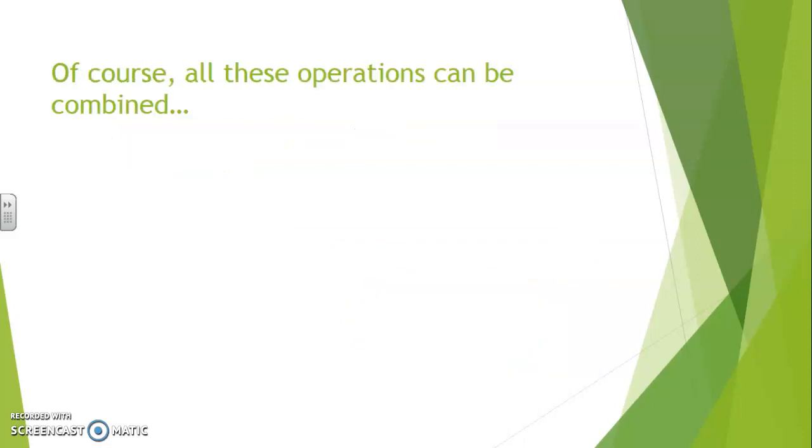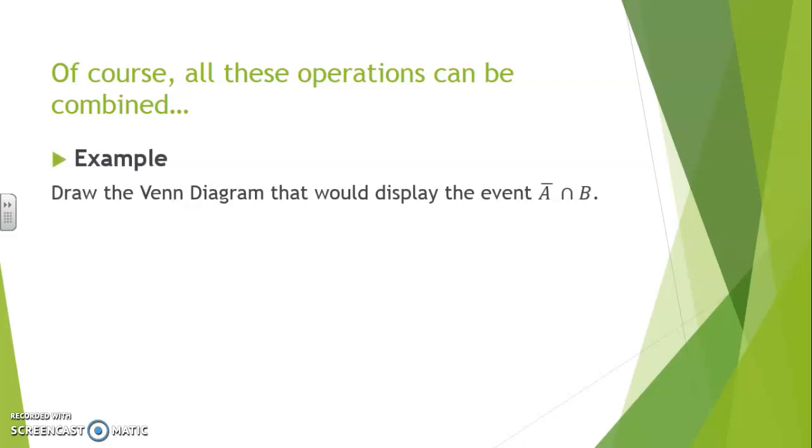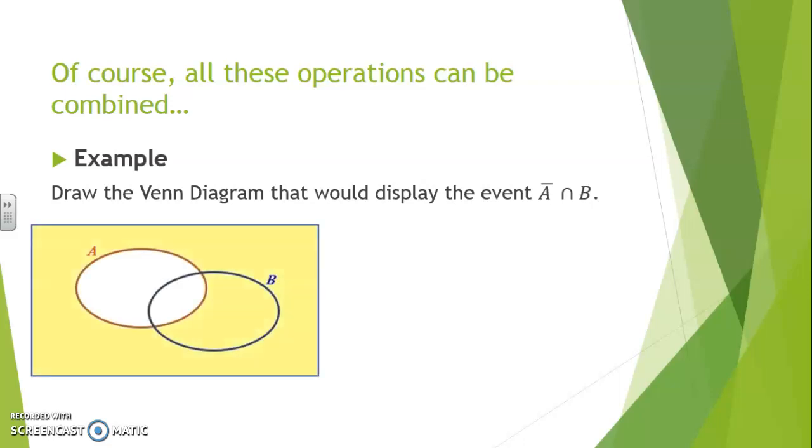Of course, all these operations can be combined. So, for instance, in a Venn diagram, we would display the event A's complement intersecting with B as follows. So, in the first place, here is a drawing to show the complement of A. Notice how everything but A has been highlighted.